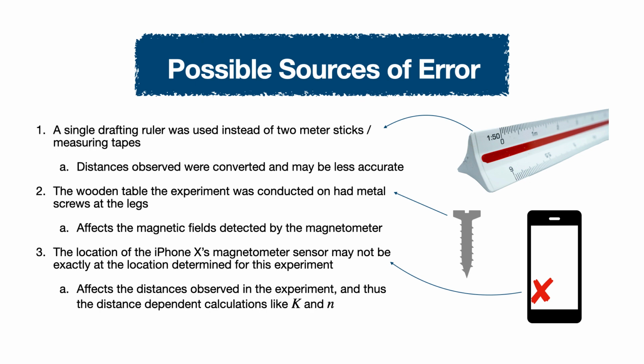First, a single drafting ruler was used instead of 2-meter sticks or measuring tapes, which could cause the distances observed to be less accurate due to conversion. Second, the wooden table the experiment was conducted on had metal screws at the legs. These could affect the magnetic fields detected by the magnetometer. Third, the location of the iPhone X's magnetometer sensor may not be exactly at the location determined for the experiment. This could affect the distances observed in the experiment and thus the distance-dependent calculations like k and n.